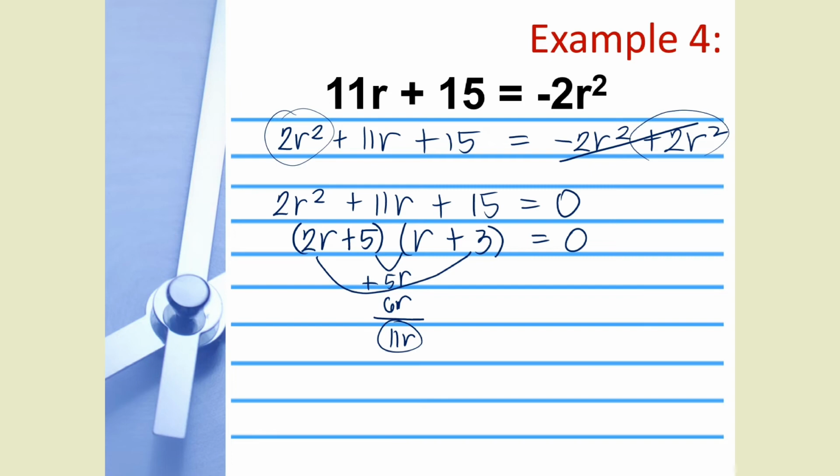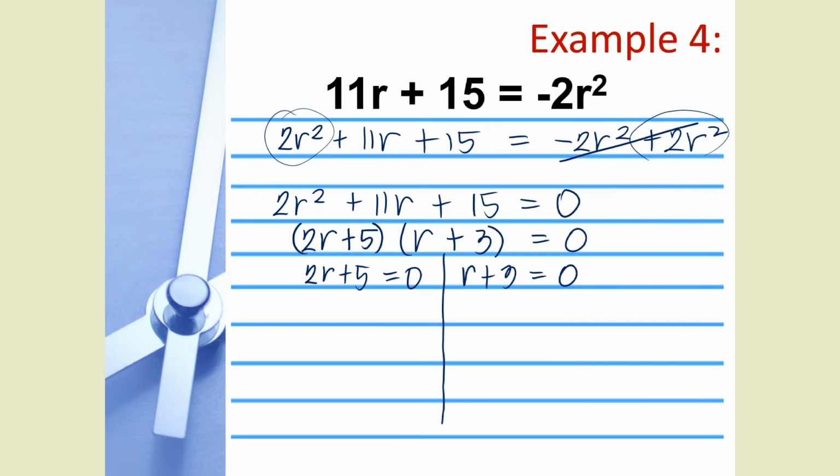If ever, class, na yung positive 3 ay dito nyo na ilagay sa 2r, at yung positive 5 ay dito sa may r, tapos hindi naman nag-appropriate na yung middle term na 11r, edi pagpalitin nyo lang ng pwesto. So, yun yung tinatawag nating trial and error method. Okay? So, let's separate na the two factors. 2r plus 5 is equal to 0, and the other one is r plus 3 is equal to 0.